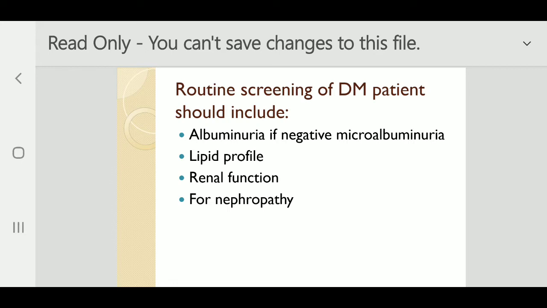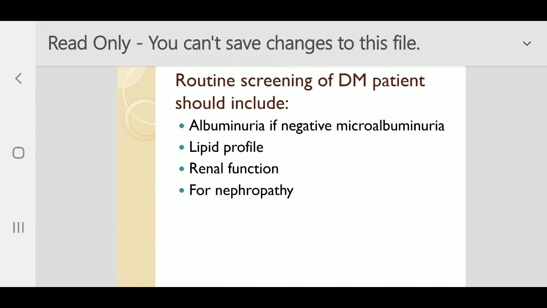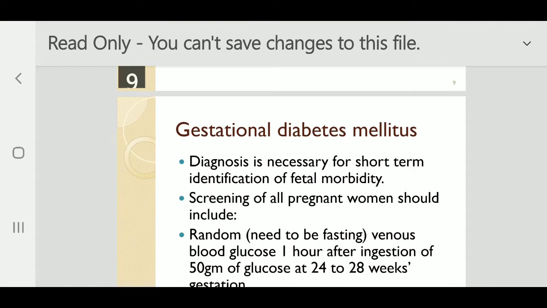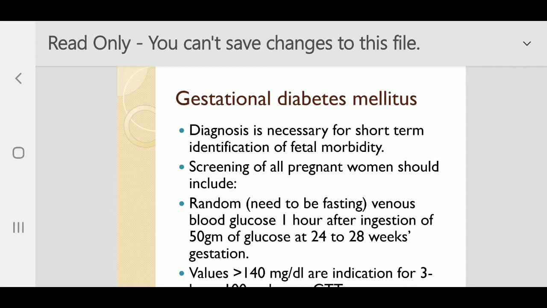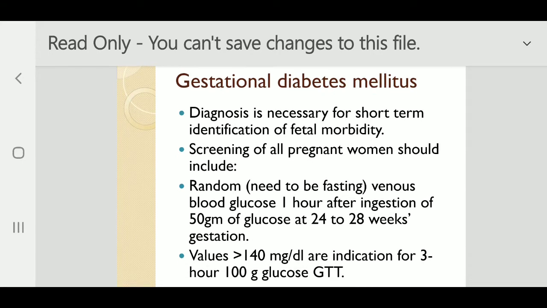The routine screening of diabetes patients should include albuminuria, that is measurement of albumin in the urine. In case albumin is negative, microalbuminuria should be measured, along with lipid profile and renal function, especially for nephropathy, because diabetic nephropathy is one of the most important complications of diabetes mellitus. Now, just a small discussion of gestational diabetes mellitus. Gestational diabetes mellitus is very important because all pregnant women need to be screened, because if gestational diabetes is not controlled, it leads to fetal morbidity.